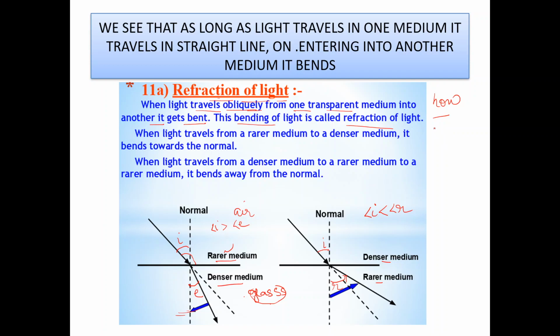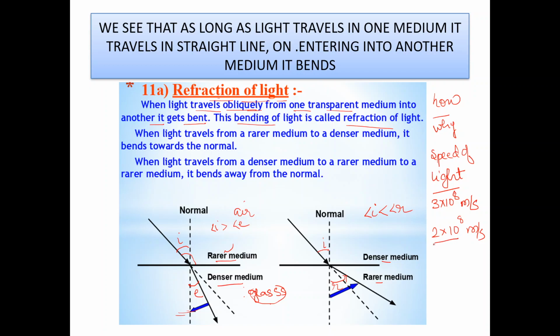What is the cause why this bending occurs? This is due to change in the speed of light when it enters from one medium to another medium. You all know the speed of light in air or vacuum is 3 into 10 raised to power 8 meter per second, and the speed of light in glass is 2 into 10 raised to power 8 meter per second. So when it enters from air to denser medium, what will happen?